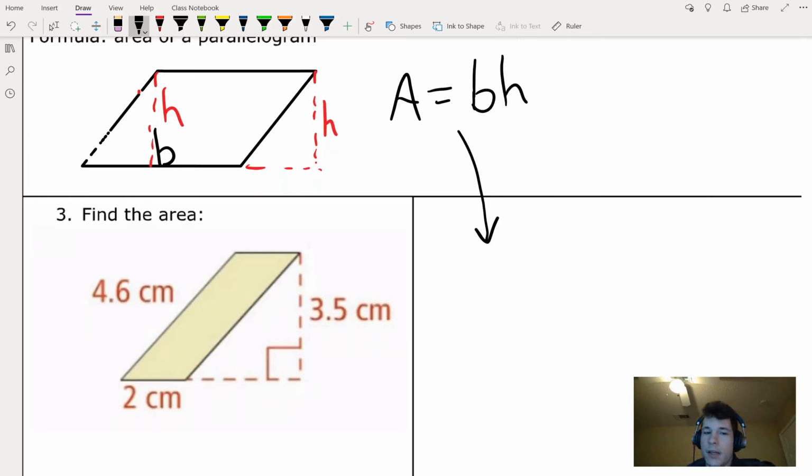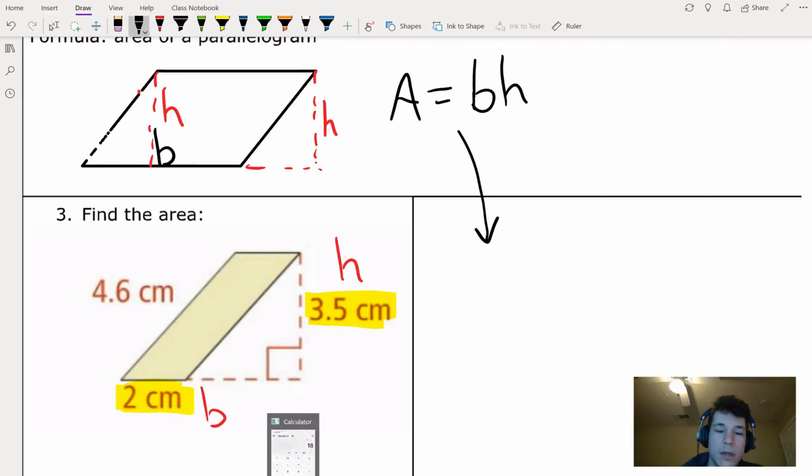There are a lot of things that are clearly marked, okay? And there are some things that are there to throw you off. For example, this 4.6 centimeters, that is there to trick you. That is not the height. The height that we're going to use is going to be that 3.5 centimeters. So I'll call that the height because it forms a right angle with this that I'm choosing as my base, which is 2 centimeters.